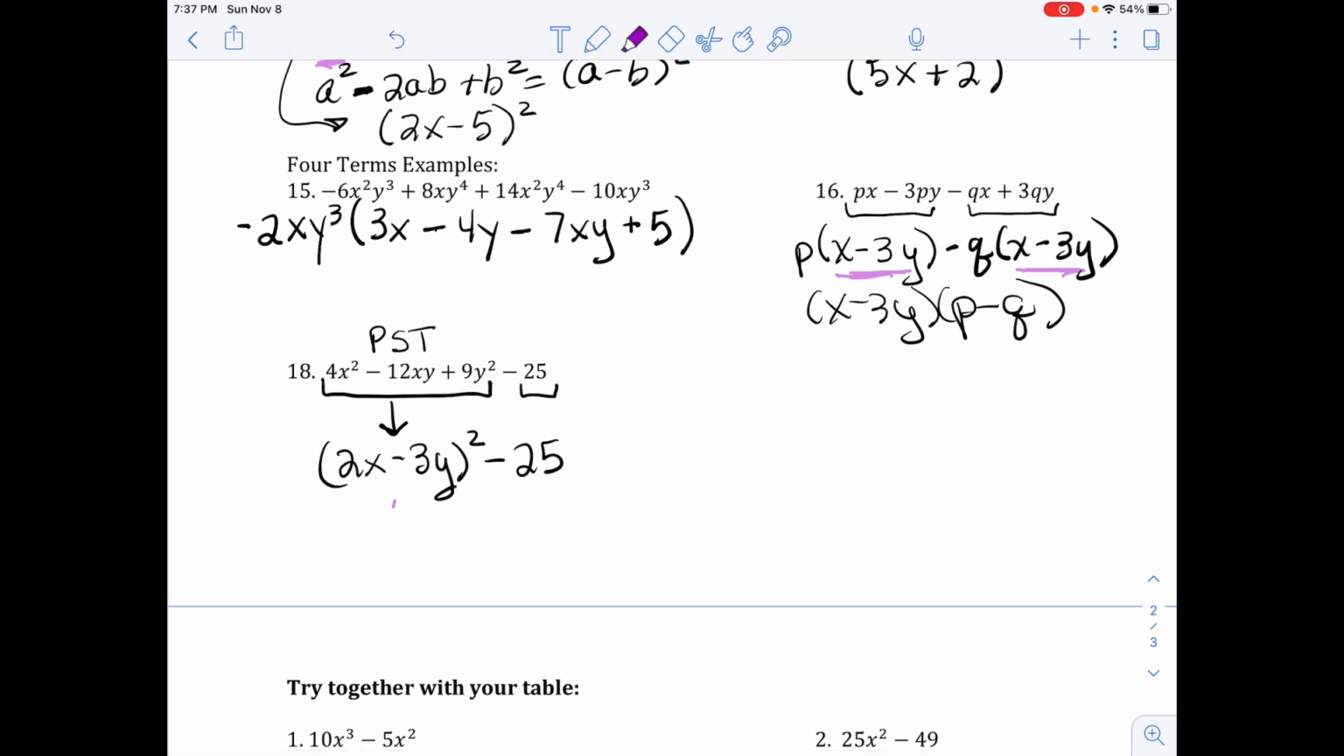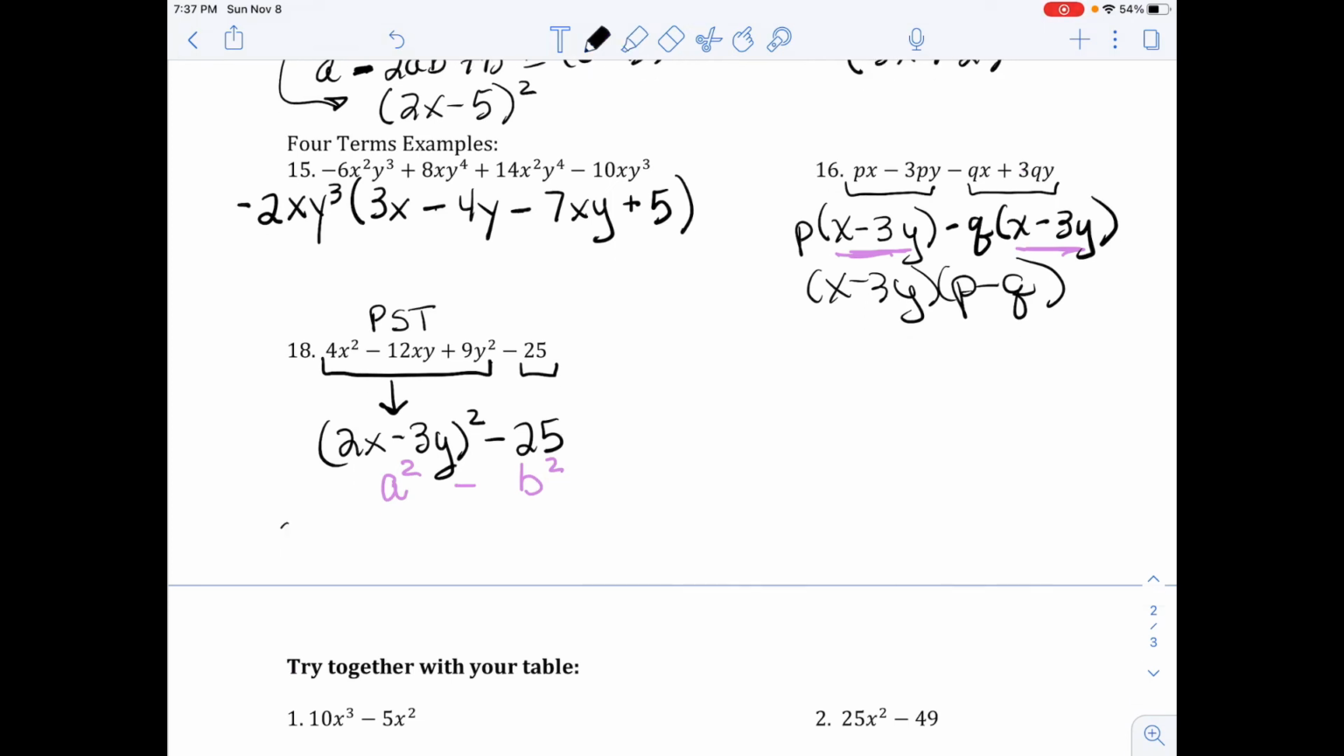Now it looks like the a squared minus b squared pattern, because 2x minus 3y quantity squared is a perfect square and 25 is a perfect square. And so we begin our perfect square factoring: a minus b, a plus b. How do I figure out a? I square rooted a squared. So if I square root a quantity squared, I get what's in it.